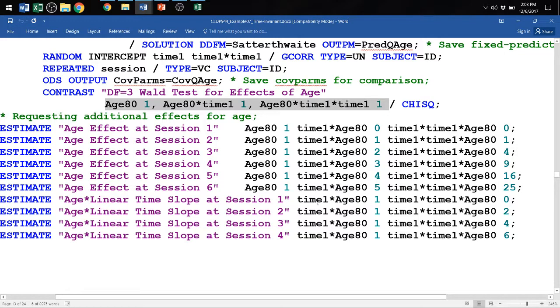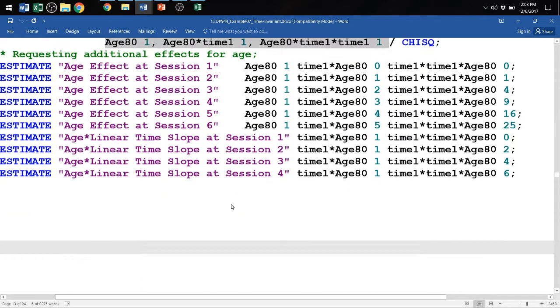And the age by linear time slope changes by each occasion. So that is one way to think about the effects of age, is how they vary over time, as well as how the effect of time varies by age.